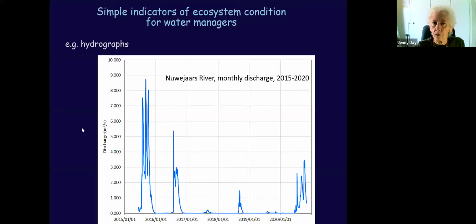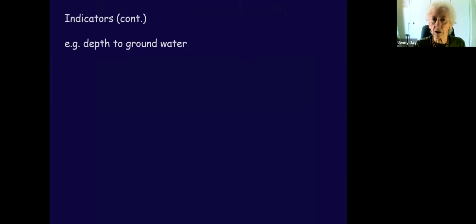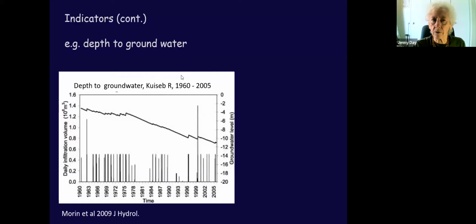So one can tell quite a lot about what's going on in the river just by looking at the surface water. But of course, that's not the only thing to do, and it's more useful in these non-perennial systems to look at groundwater. And one of the things we can do is to look at depth to groundwater. This is a graph for the SAIAB River in Namibia from 1960 to 2005. Don't worry about these other things. This is the groundwater level.